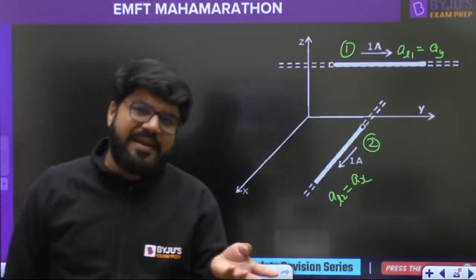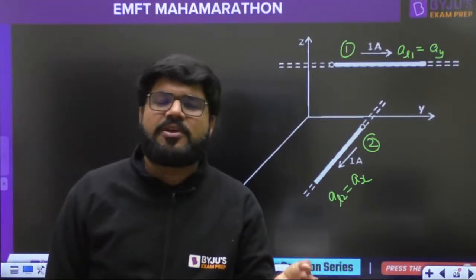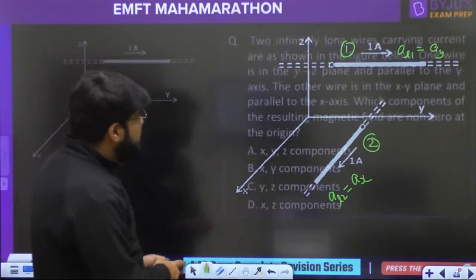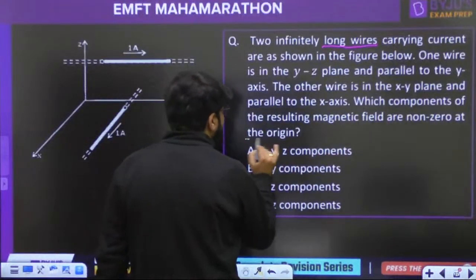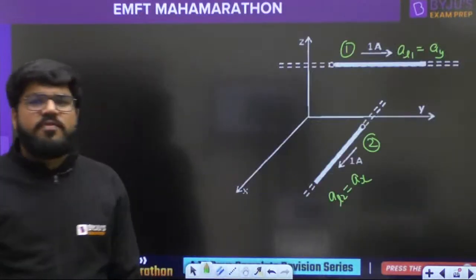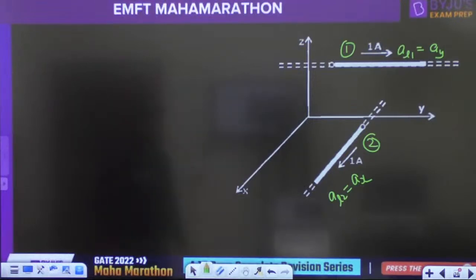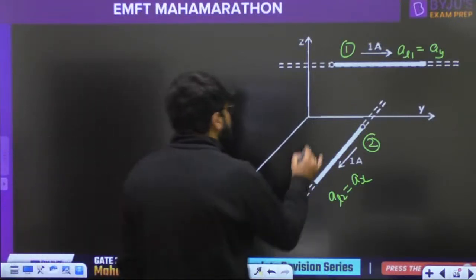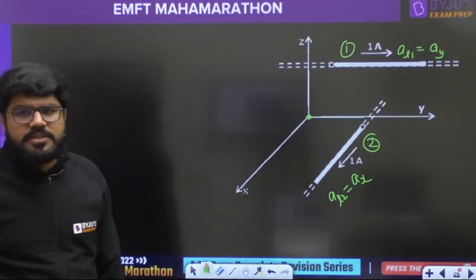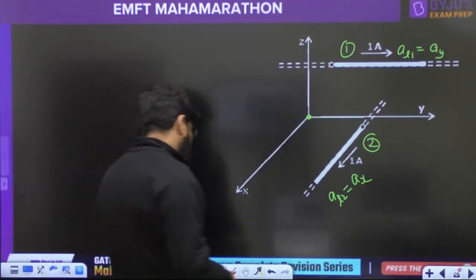Because to find out the magnetic field direction, what do I need? AL cross arrow. What is the arrow? Which components of the magnetic field are non-zero at the origin? We are interested in the magnetic field at the origin. Okay? All cool.